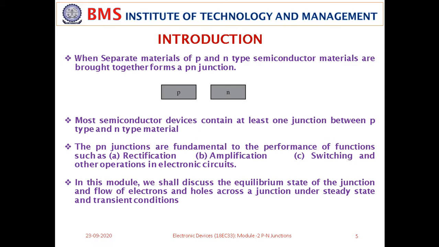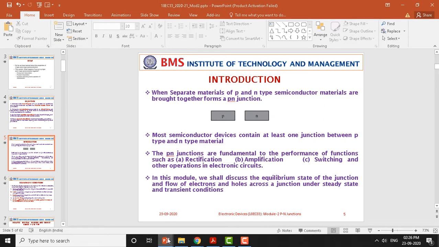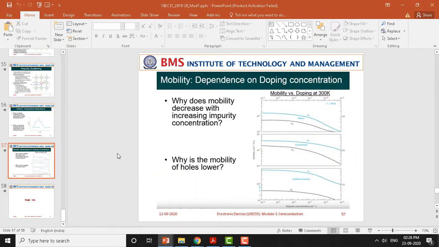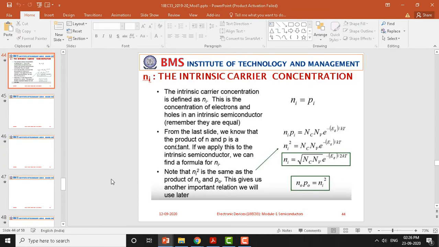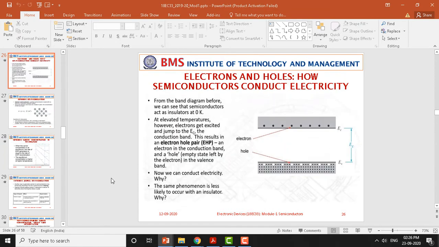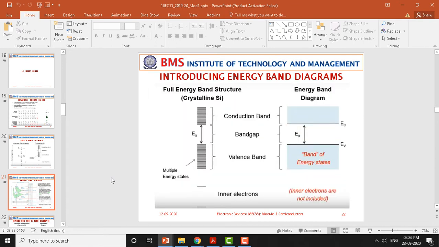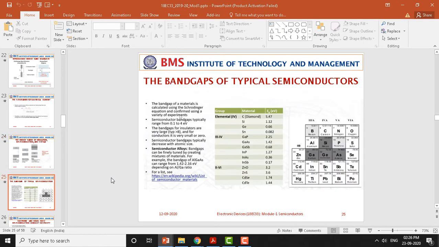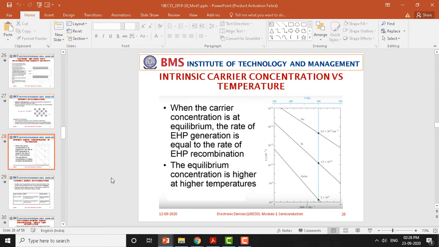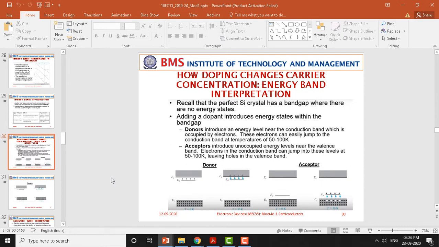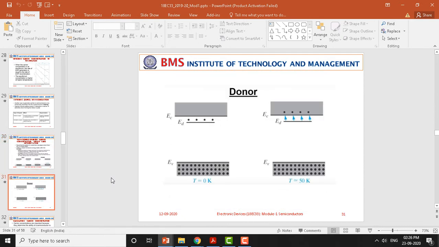Just recall the energy band diagram. Probably last class we have seen it. You can see this energy band diagram of n type and p type semiconductor materials. Can you see this? These are donor impurities. You can see here, these are n type semiconductor materials.